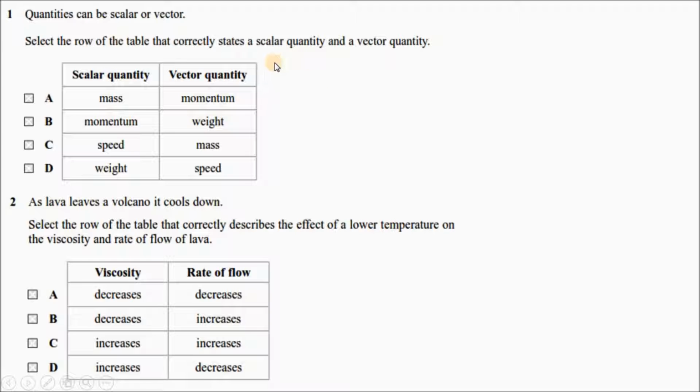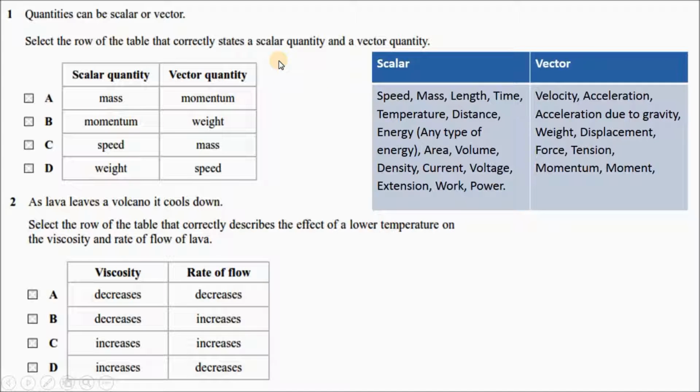And I'll just give you a table. If you see here, all these quantities are scalar: speed, mass, length, temperature, distance, volume, area, extension, work, power. And all these are vector. Now you can see the first is a scalar column and the second one is a vector column. So mass is a scalar and momentum is a vector quantity indeed. So the option should be A.